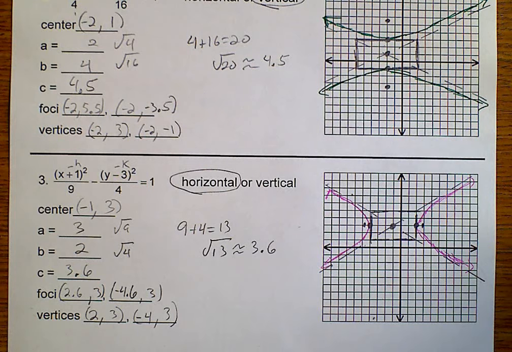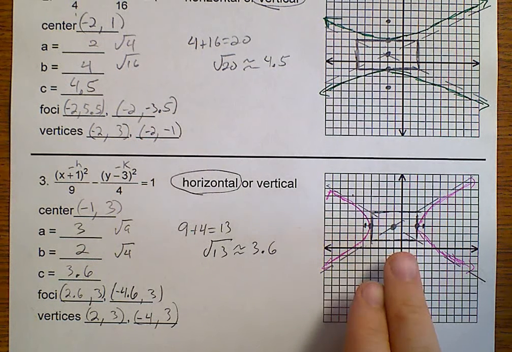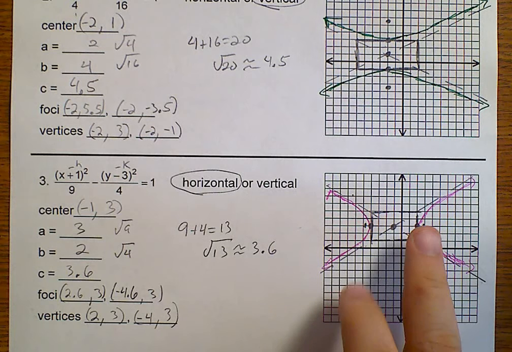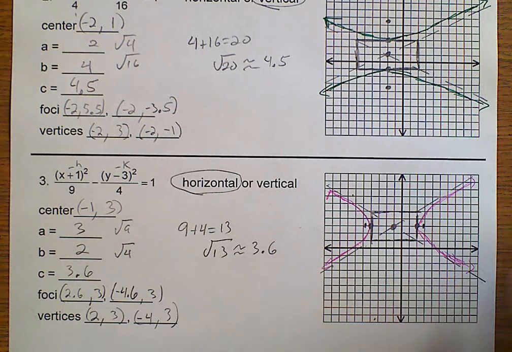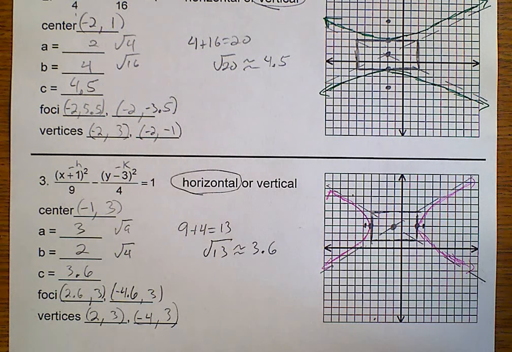And so that's how you graph these. You find out all of your information, you plot your center, your box, your vertices, and then you do your graph. You really don't need to plot the foci, but the foci are important, so we're going to go ahead and plot those anyway.